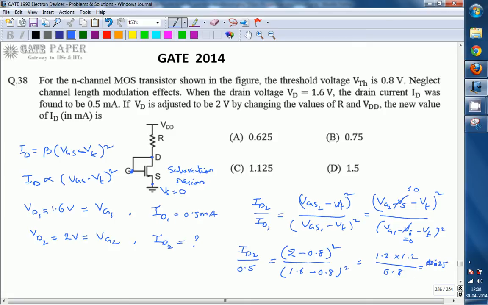So ID2 is equal to 1.125 milliamperes after simplification. The right answer for this one is C. C is the right answer, 1.125 milliamperes.